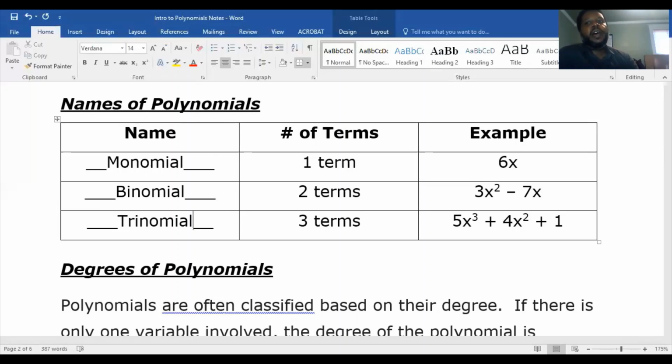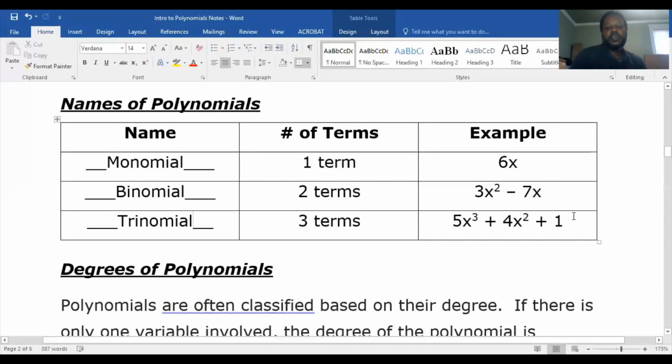Monopoly, of course, is about having one company in charge of many things, right? Bicycle is a vehicle with 2 wheels, right? A tricycle is a vehicle with 3 wheels, right? So we definitely have seen these prefixes before, but it's good to have a better relationship with them to understand what's really going on, right? Monomial is 1 term. That's our example here, 6x. 2 terms, 3x squared minus 7x, and then 3 terms, 5x cubed plus 4x squared plus 1.